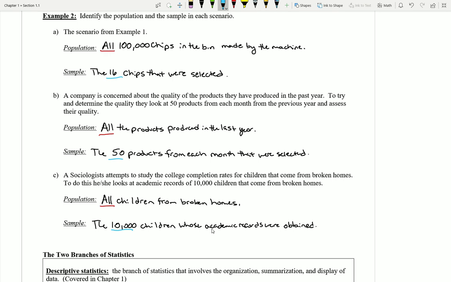Okay? Now, what we can see here is that both the population and the sample are both kind of who questions, right? When I'm asking about both of these, this is really a question about who or what am I studying? And so if you keep that in mind, this will make things a lot easier when we start to add additional pieces of terminology a little bit later.